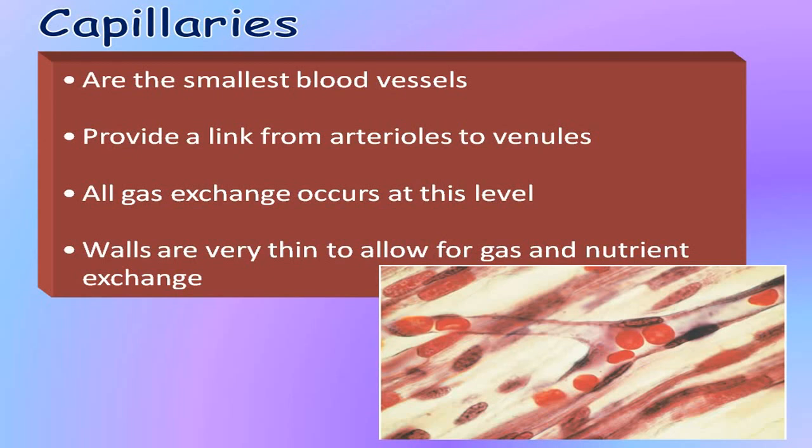So all the exchange, including the exchange of gases, occurs at the level of capillaries. The walls of capillaries are very thin, made up of a single layer of cells. So the single layer allows the exchange of gases and nutrients and everything that is required to be exchanged between the blood and the cells where these capillaries are present.